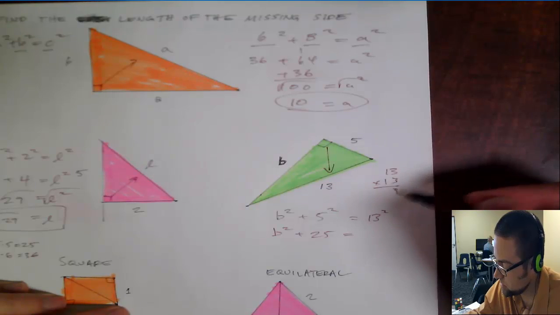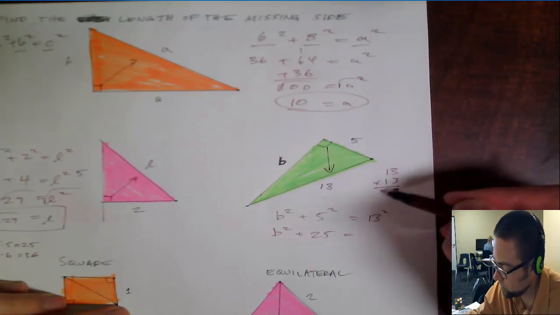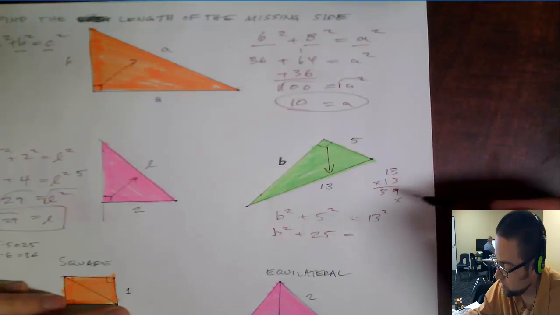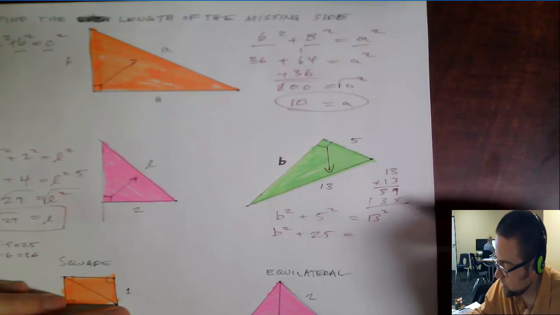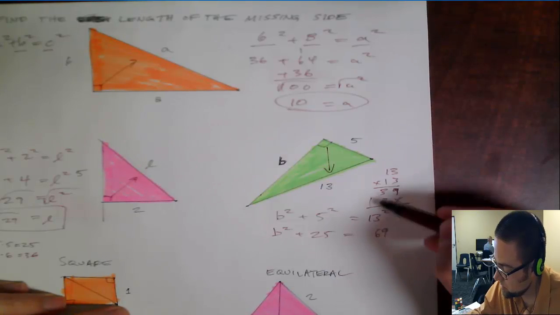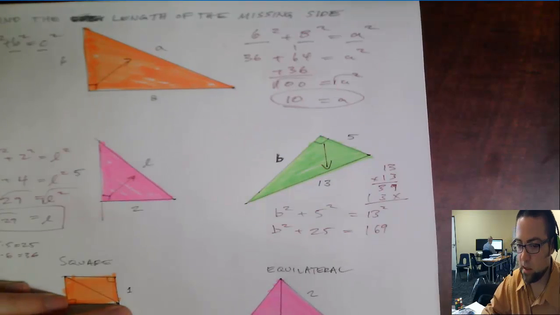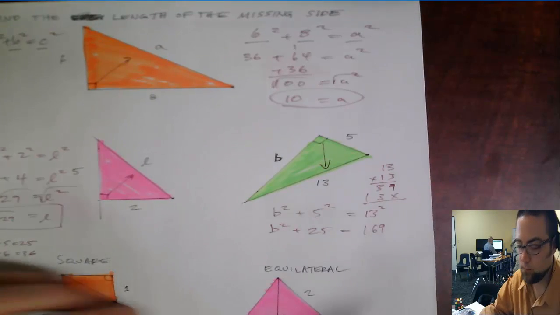3 times 3 is 9. 3 times 1 is 3. Leave a placeholder. 1 times 3 is 3. 1 times 1 is 1. Add it together, you get 9. 3 plus 3 is 6. And 1. So 169 is 13 squared.